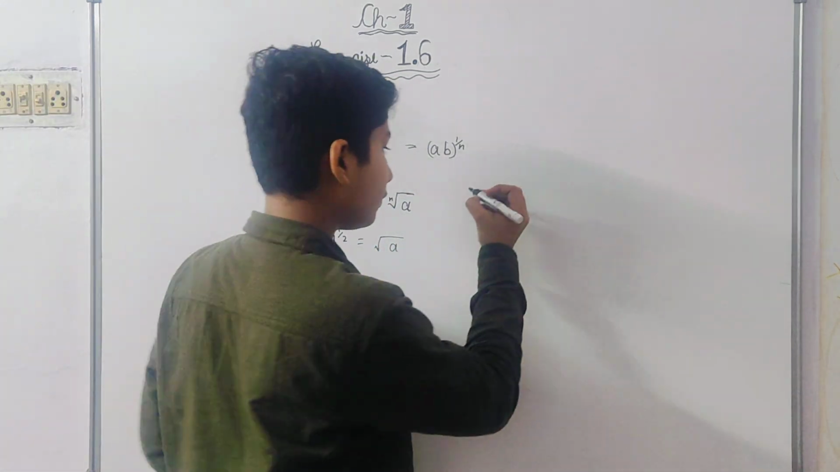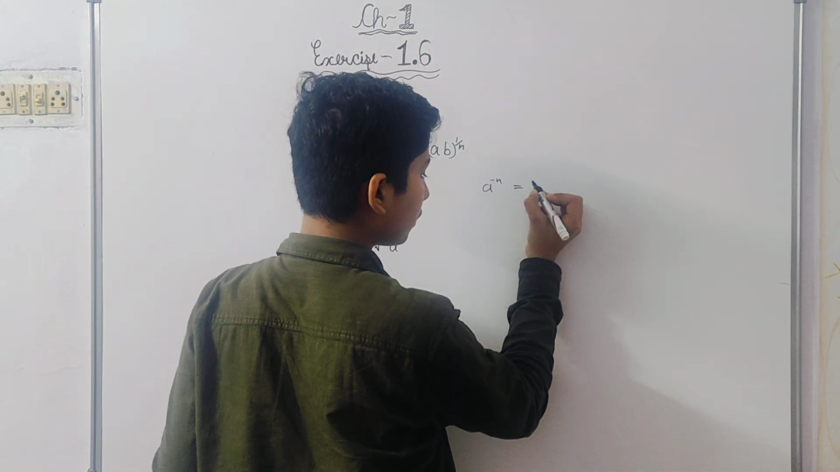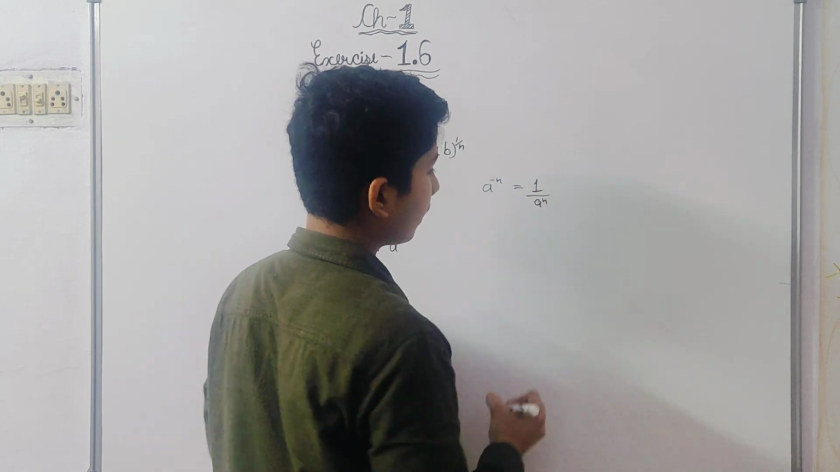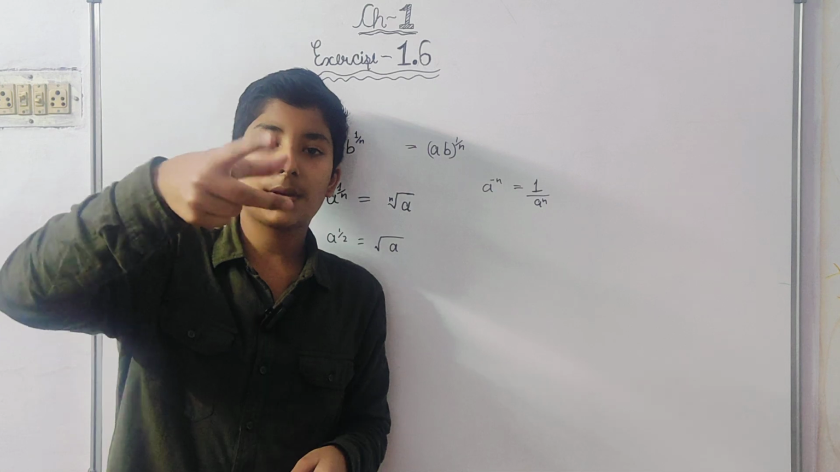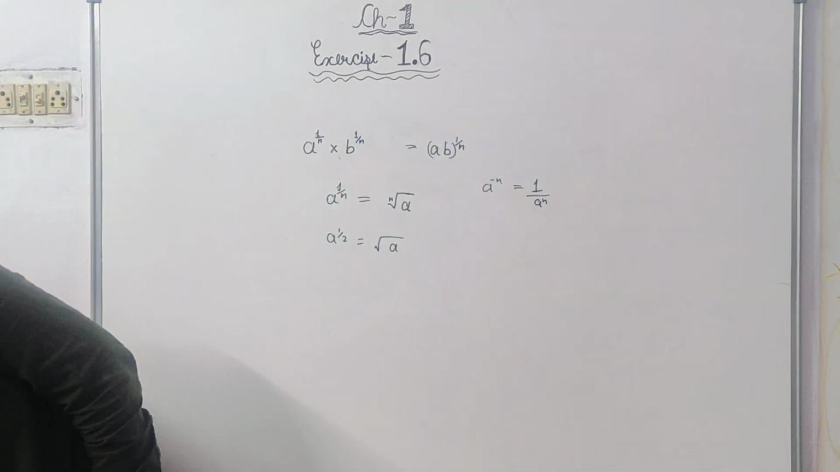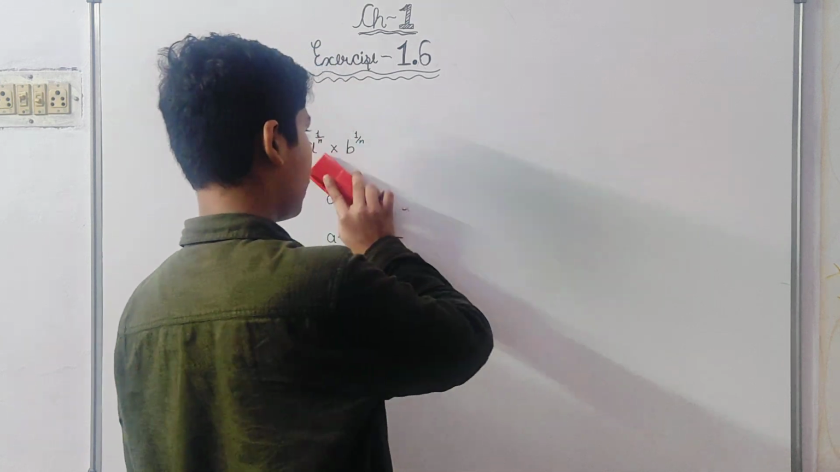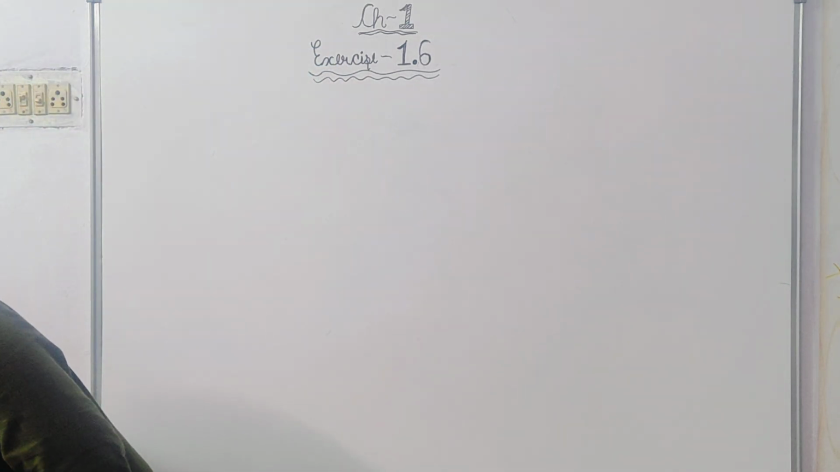One more also: a to the power minus n equals 1 by a to the power n. To remove the minus symbol from the power, you just have to take the reciprocal. Okay? So I have removed this. Now we continue with our first question.